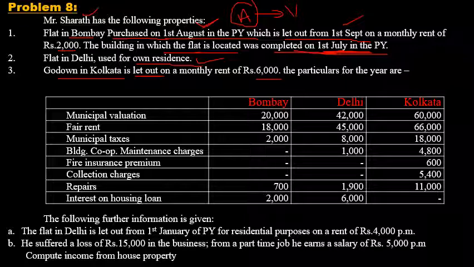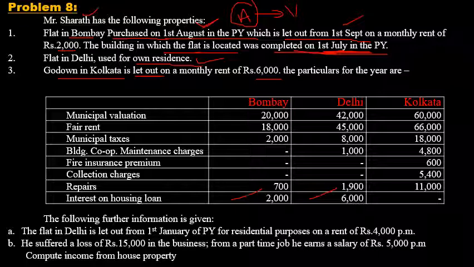The particulars for the year, the other information, for the three properties, Bombay, Delhi and Kolkata: municipal value, fair rent, municipal taxes, cooperative maintenance charges, fire insurance premium, collection charges, repairs, and interest on loan for the first house and second house, the Bombay as well as Delhi flat. For the Kolkata Godown, the interest on loan is not given. The following further information is given. The flat in Delhi is let out from 1st January of the previous year for residential purpose on a rent of Rs 4000. So please note down this point.